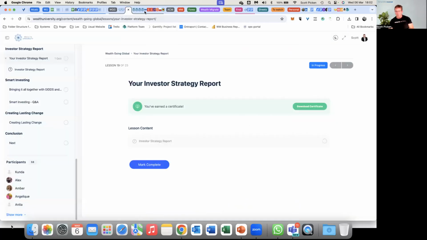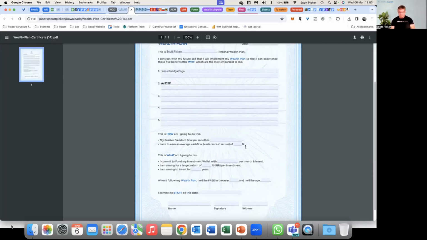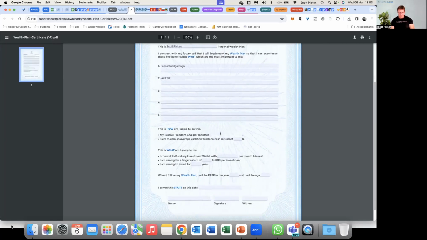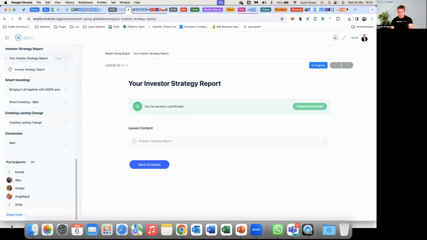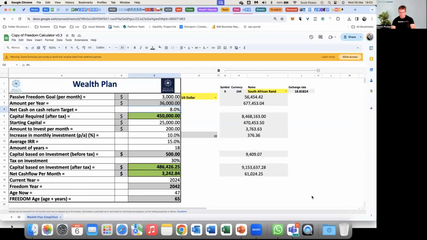Now, if you want to do it all on your own, Shane has very kindly given you the tools. So let me just go back to that downloaded certificate. You can literally go in, put your name in, print this, type it, write it, and put all your whys in. You then go down here to my passive freedom goal. If you remember from this, it was $3,000.